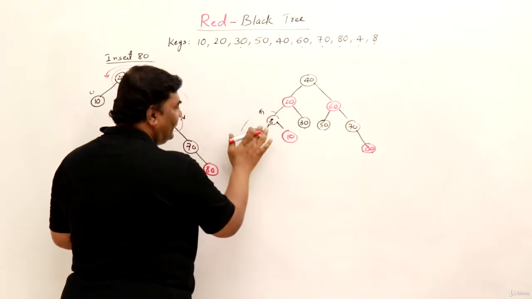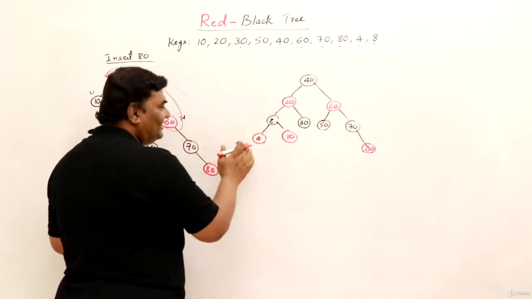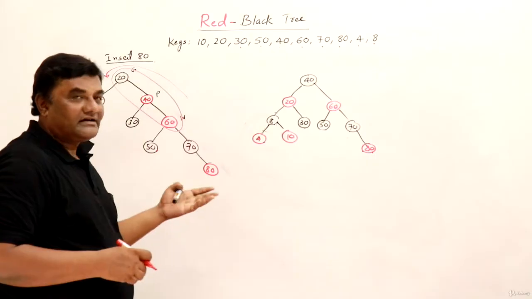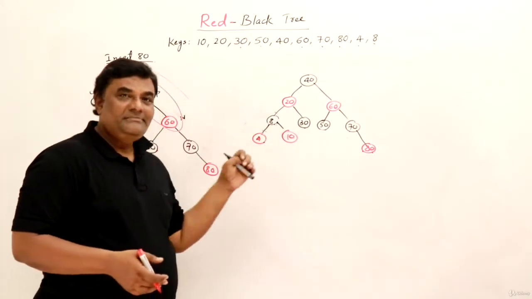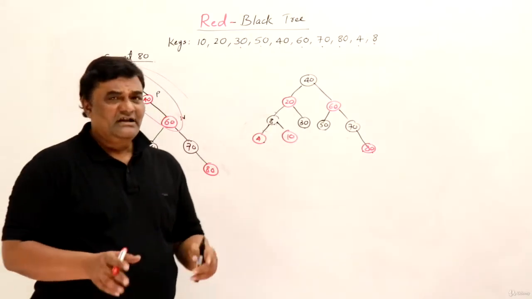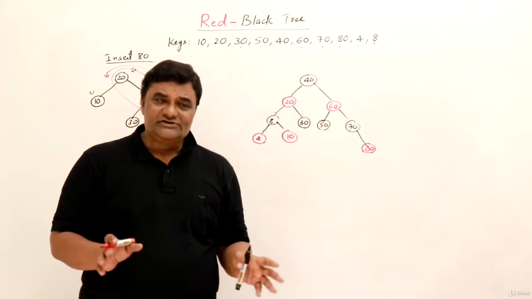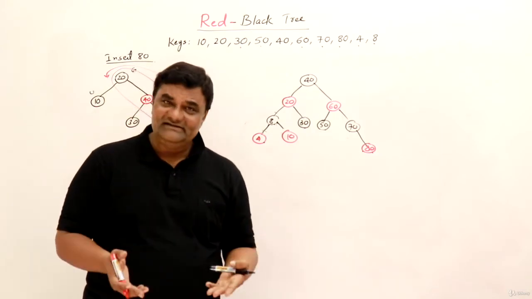This is the result. Grandparent is black and its children are red. That's all. This is balanced. So we perform a zigzag rotation. Rotations we know already, right? Which rotation you should perform, you can clearly see that.